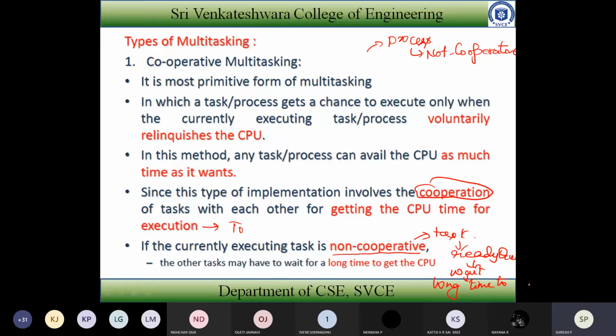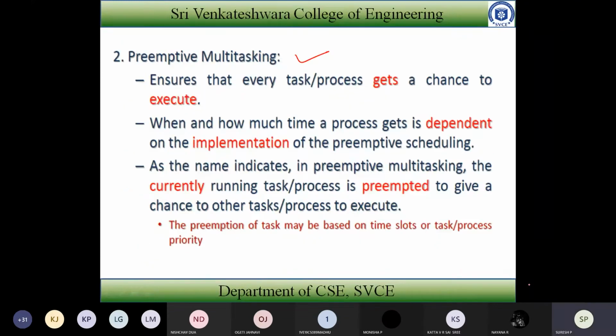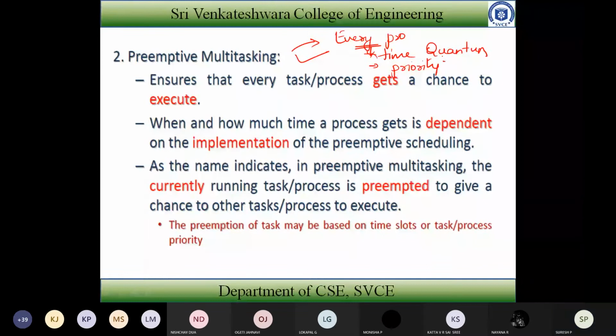Okay. So the next type is preemptive scheduling. Now in preemptive scheduling, what will happen? Every process which is there in the ready queue will get a chance to execute. So in preemptive execution, every process gets a chance to execute, depending upon the time quantum or depending upon the priority. Preemptive scheduling also works with respect to priority. That is, whenever a high priority task comes, the current task which is running has to save its status or context, and it has to release the CPU to the process which is coming next.